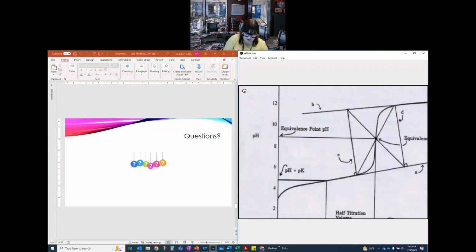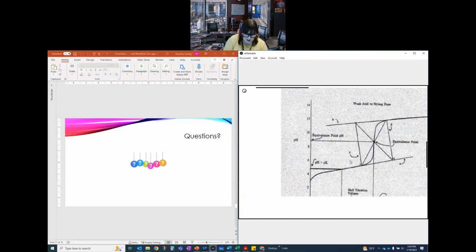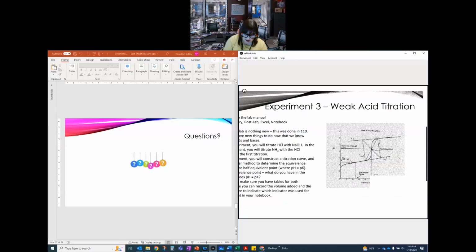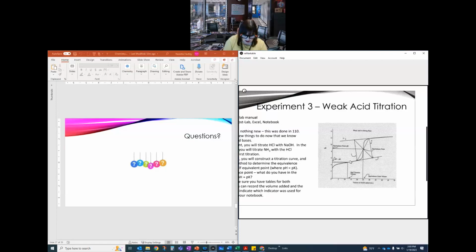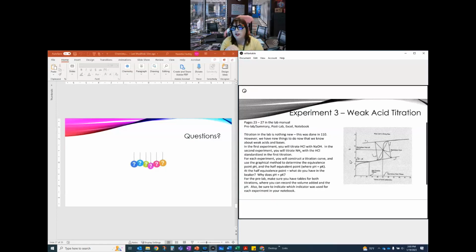So there's that part of it. So there's where your data is. You are expected to do that. You need to indicate for each of your titrations what kind of titration you are looking at: strong acid, strong base, weak acid, or weak base. And again, it says that pH equals pKa. You need to explain that. There is a reason that that is true, but you need to explain it. Make sure that you've got all of your data in your lab notebook.